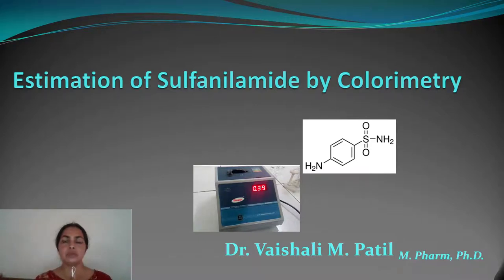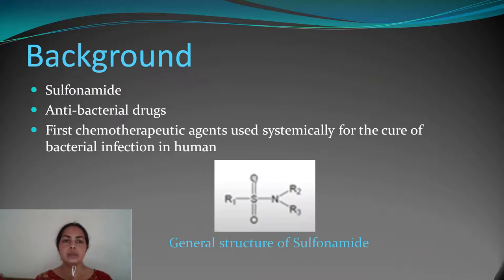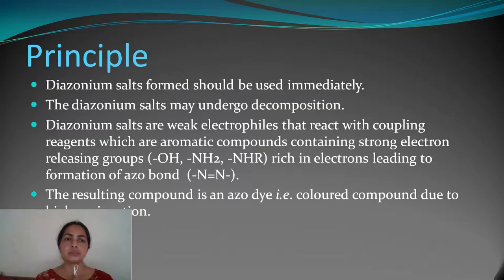In this video, we will understand how to perform estimation of sulfanilamide by colorimetry. Sulfonamides belong to the category of antibacterial drugs, and historically, if we look at it, it is the first chemotherapeutic agent which has been used systemically for the cure of bacterial infections.